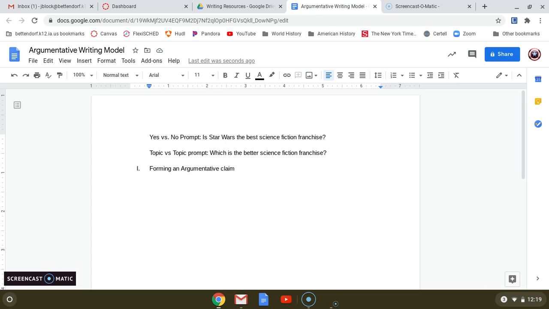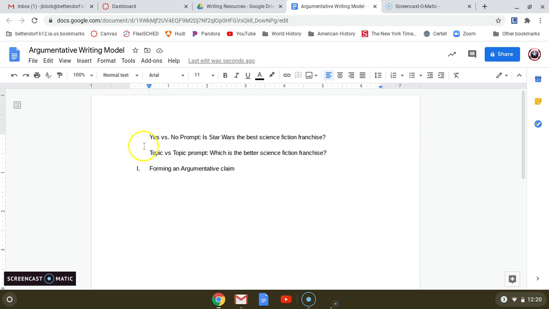And really, it breaks down to two separate sections for me. And I apologize if this isn't the official way of doing it. However, this is the way that makes the most sense to me. So first, you have to ask yourself, is it a yes or no prompt? And what I mean by that is the response would be, yes, it is because, or no, it wouldn't because. And an example of a yes or no prompt would be, is Star Wars the best science fiction franchise? So you can take two sides to that. One could say yes, and one could say no.